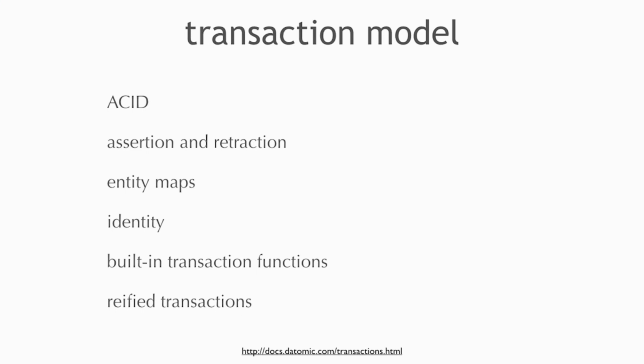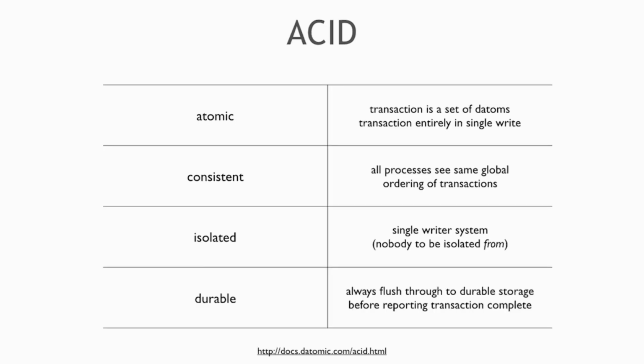So Datomic transactions are ACID. ACID is an old acronym, right? This is something that most SQL databases do. And there are four properties. A transaction is atomic. What that means is whatever the transaction does to the system, it either does it or it doesn't do it, all as a unit.